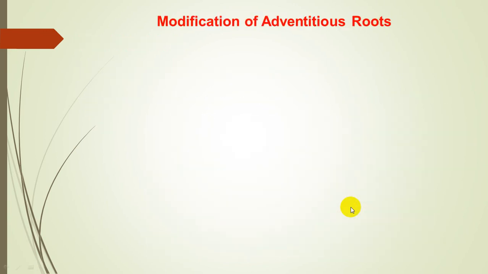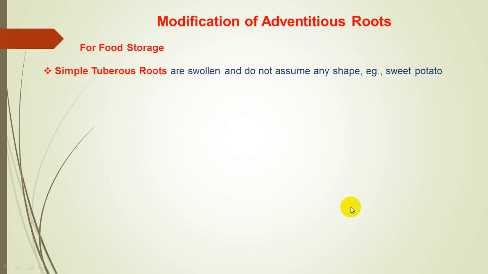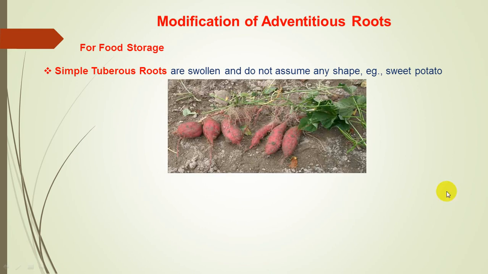Next, we are going to discuss the modification of adventitious roots. As we have discussed, there are certain purposes of modification in adventitious roots too. The first one is food storage, and on the basis of food storage, adventitious roots have been divided into many types, and the first one is simple tuberous roots.